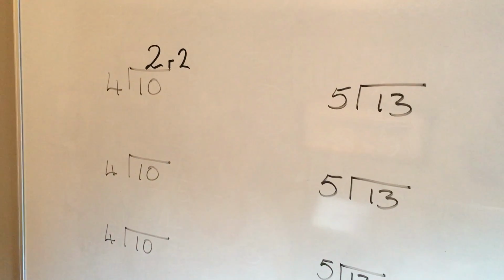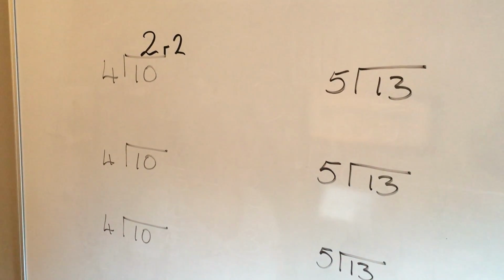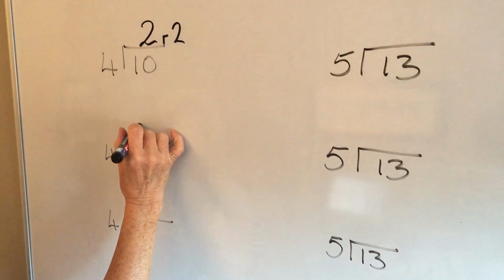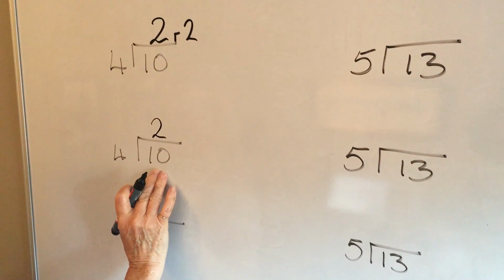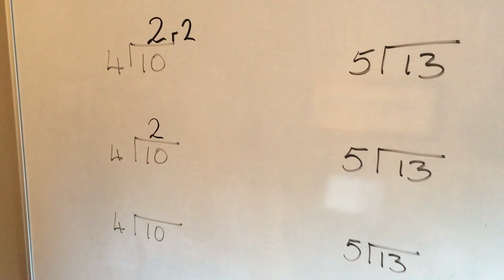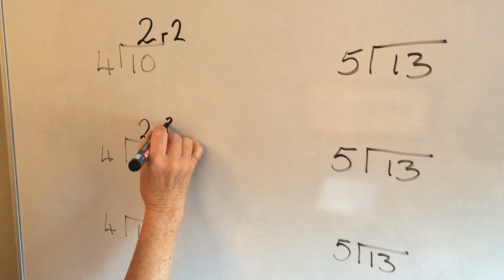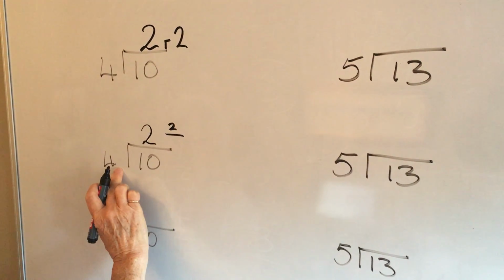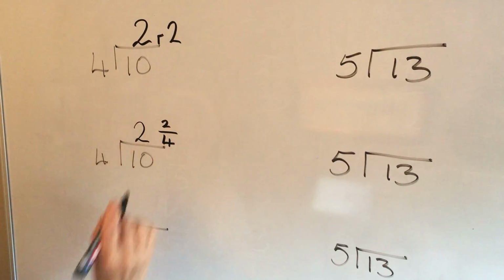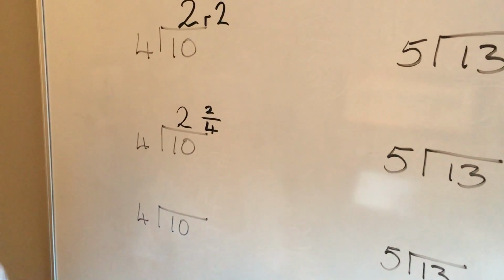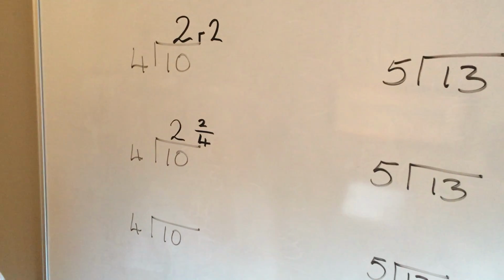Now then, let's try and do this and express our remainder as a fraction. So again, 4 goes into 10 twice. That leaves us a remainder of 2, but this time we're going to express it as a fraction, and we put the remainder over the number we're dividing by. And that's all we have to do to make our remainder into a fraction.